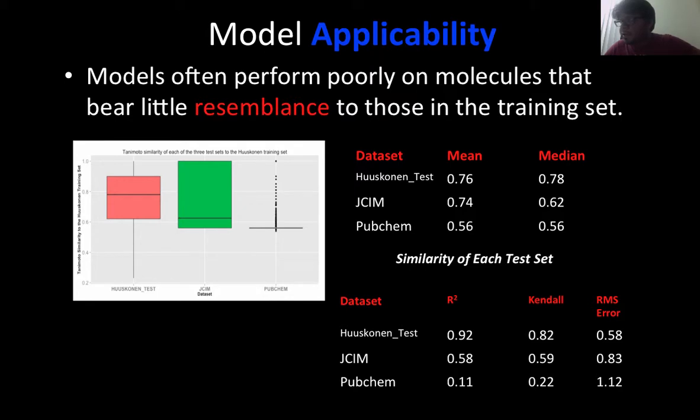As was predicted earlier, the Huskonen test set gives a reasonably good prediction with R square 0.92 and RMS error of 0.58, and the JCIM can be considered moderate, and the PubChem is not quite good at all, with very high RMS error. So when evaluating potential performance of a model on a new set, it is important to perform this type of analysis to see whether one can expect useful prediction to come from a model. This is particularly important when you are working with collaborators and have limited understanding of computational models.